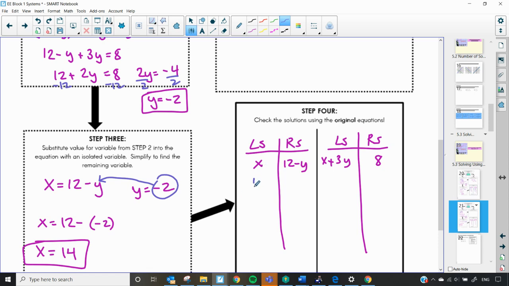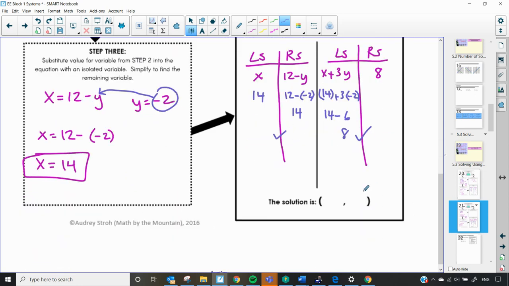X is 14 and 12 minus, again, use those brackets, negative 2. 12 plus 2 is 14. For the second equation here, we've got x, which is 14, plus 3 times negative 2 becomes 14 minus 6, which is 8. This also works. So since both equations work, our final answer is 14 comma negative 2.